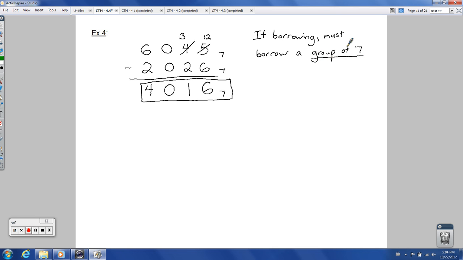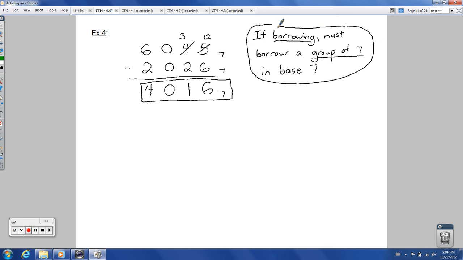So if you're borrowing, you must borrow a group of 7 in base 7. That's what we're dealing with here. So if you're borrowing the base of 7, you've got to borrow a group of 7 from the next one. You can add that to this. Just like if this was base 10, I would be borrowing 10 from here. This would become a 3, and then I would add 10 to 5 and get 15. But here I'm borrowing 7, so I'm adding 7 to 5 and getting 12. So if borrowing, you must borrow a group of 7 in base 7.